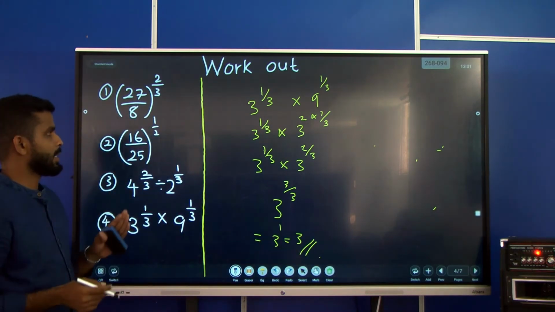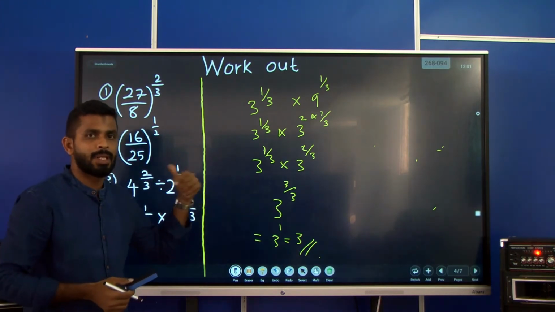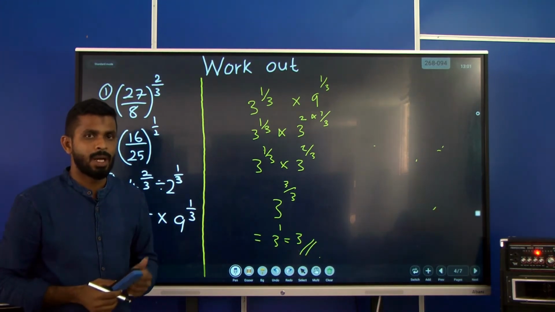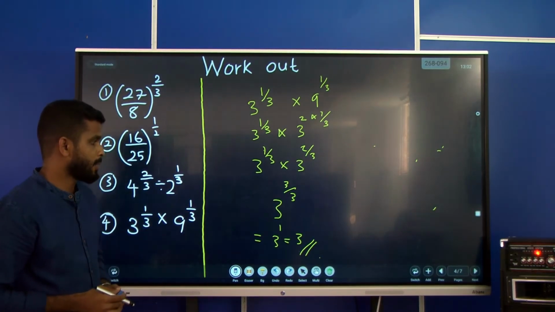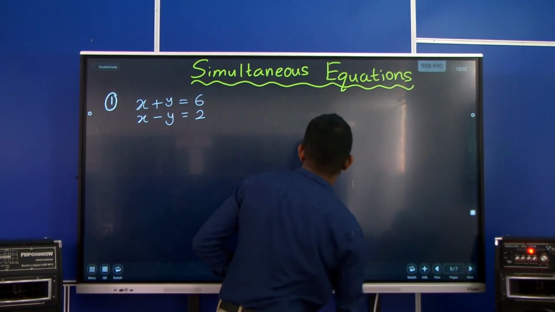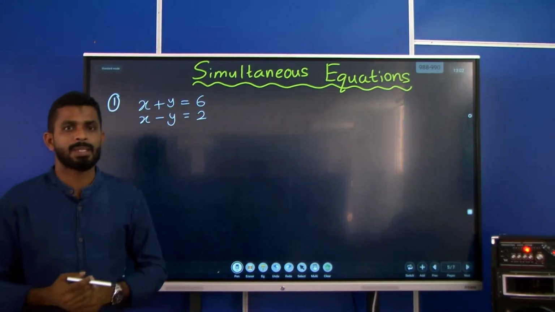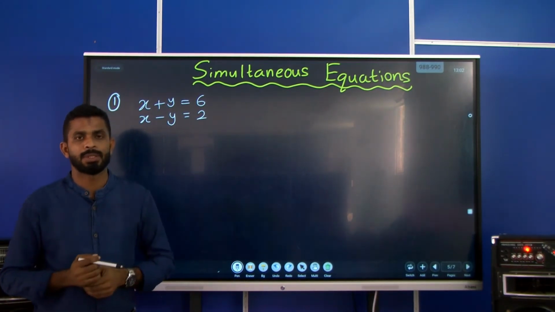So we have taken a look at 4 questions in order to apply what we have learned, the rules of indices. All 3 rules of indices we have just checked in these questions. Now it's time for us to move on to the next topic, the algebraic topic, simultaneous equations.